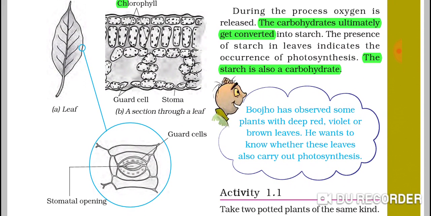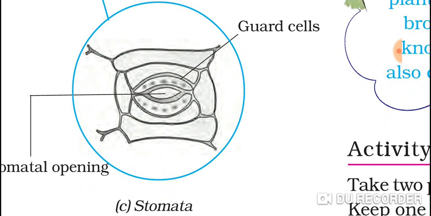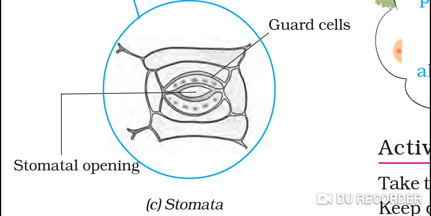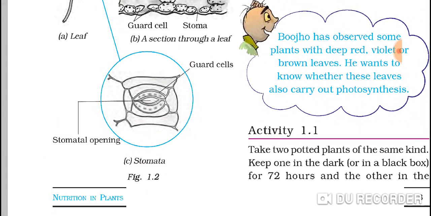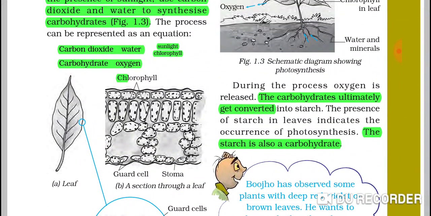Here you can see the whole reaction is given, and you can also see this stomata which is present on the lower side of the leaf always, and you can also see the guard cells. This opening is called the stomatal opening, and the leaf-like structures on the sides are known as the guard cells. During the process, oxygen is released. So during the preparation of food, oxygen is released and the carbohydrate is formed.